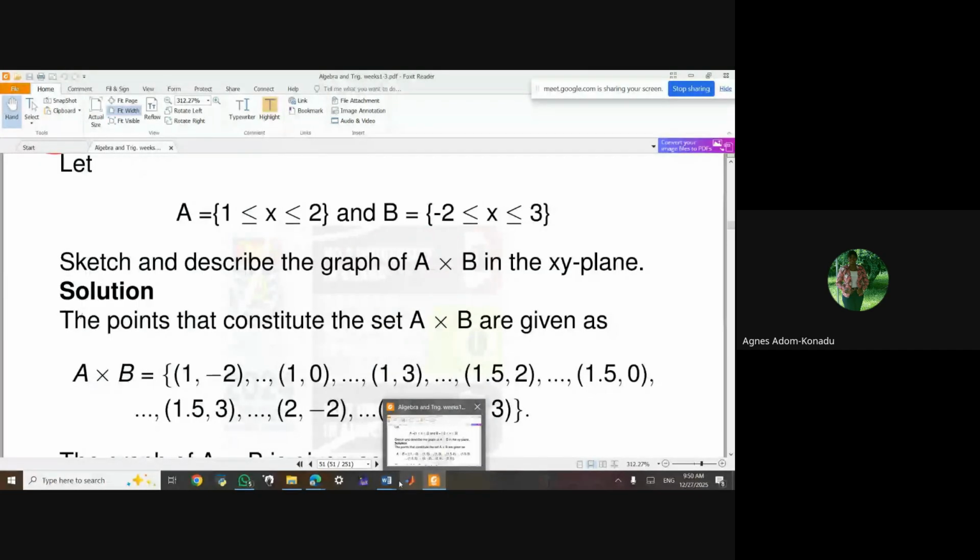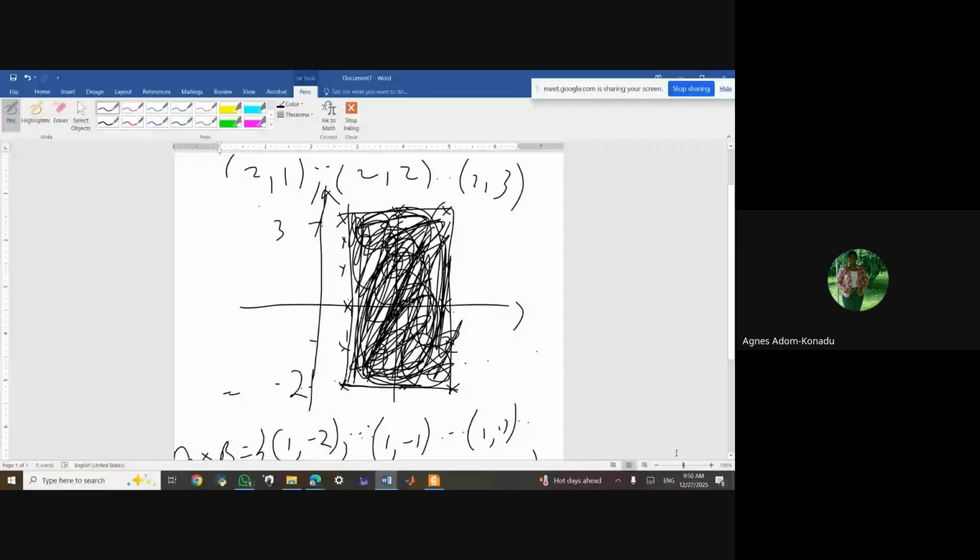I'm done with the sketching. Can you describe it for me? What is it? Can you describe this? I think it's a rectangle. It's a rectangle. And then you can talk about the vertices. So the vertices we have (-2, 2) here. Here we have (-2, 1). Here we have (1, 3). And then here we have (2, 3).